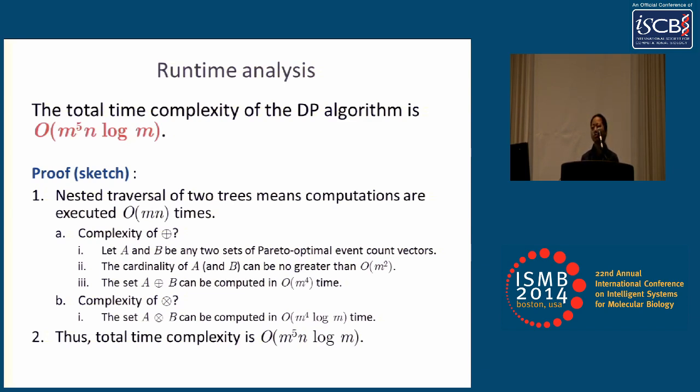So because we're doing a nested traversal of the 2 trees, that means we're going to consider m gene tree nodes and n species tree nodes. So we have a big O of mn computations as my nested loops. Within that nested loops, what I have to consider is the complexity of my different computations. So here I have a complexity of my plus operation and of my cross operation. And it turns out that the complexity of the plus operation can actually be proven to be at most big O of m to the 4th. The complexity of the cross operation is O of m to the 4th log m. And so all we have to do is multiply this nested loop by my most expensive operation, so this one right here, and that gives me my total time complexity.